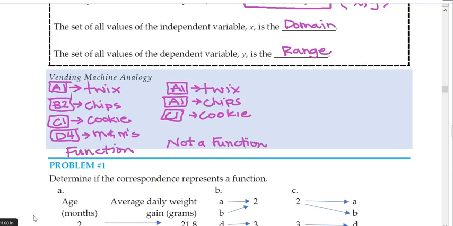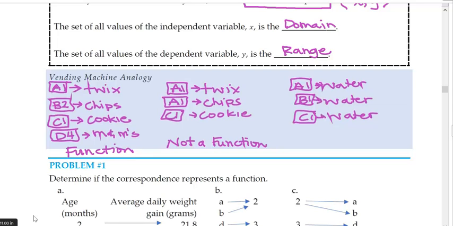So that would be not a function, because when we click on the button, we don't know what we're going to get. Okay? Another thing to keep in mind is that you've probably seen some vending machines that are full of water. That's all they have in it. So if you click A1, you're going to get water. If you click B1, you're going to get water. If you click C1, you're going to get water, and so on. And this is a function also.